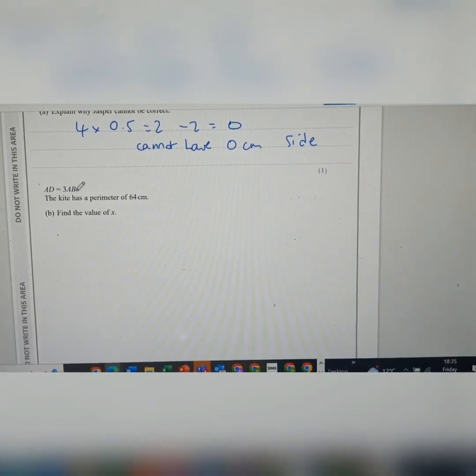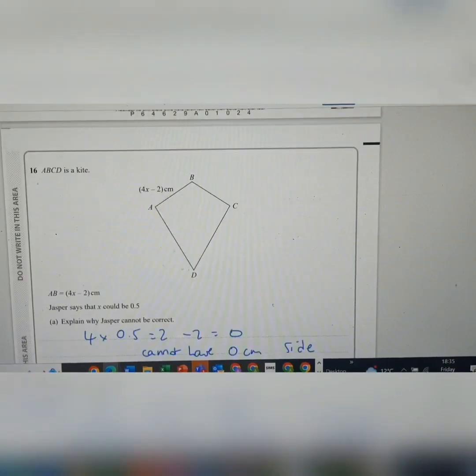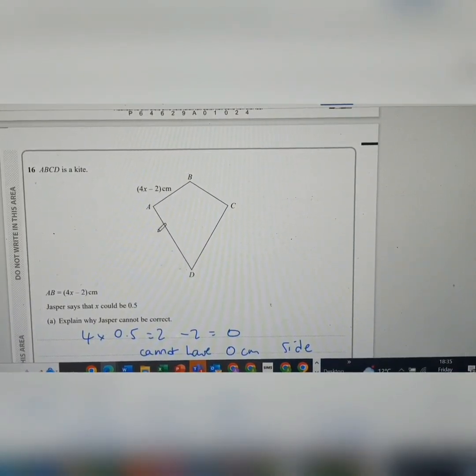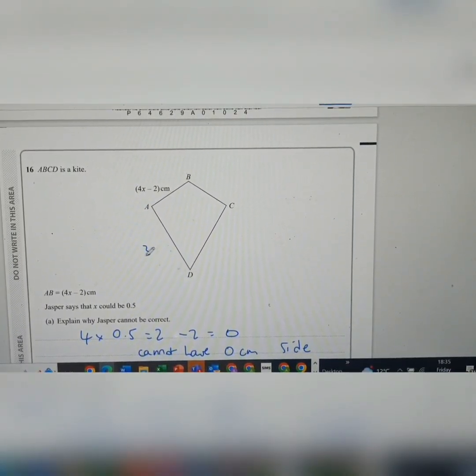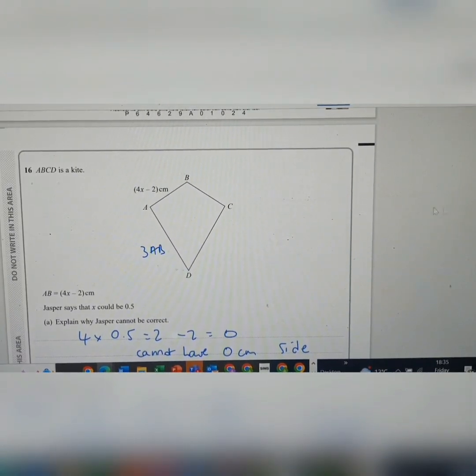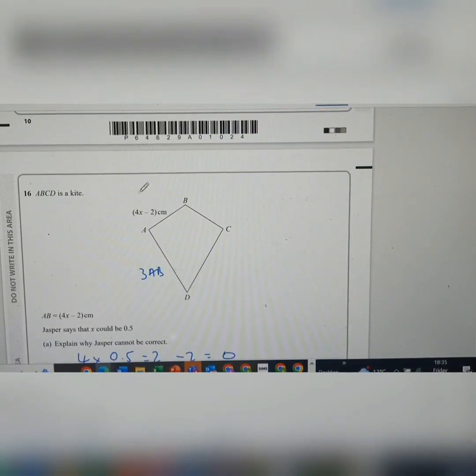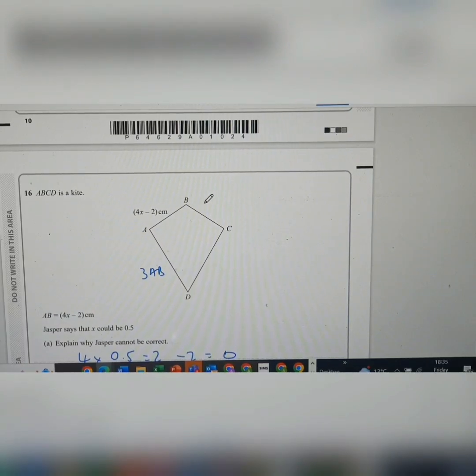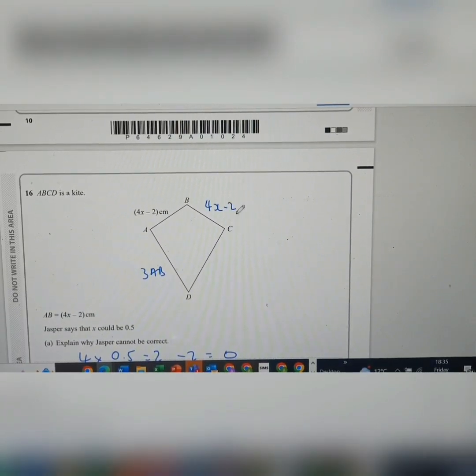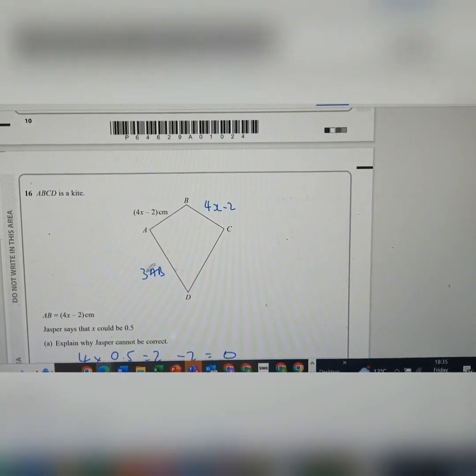AD is 3AB. So AD is 3 lots of AB. So whatever AB is, AD is 3 lots of it. The kite has a perimeter of 64. Find the value of x. Okay, so we're going to do 4x take away 2 there. This is 3 lots of AB.